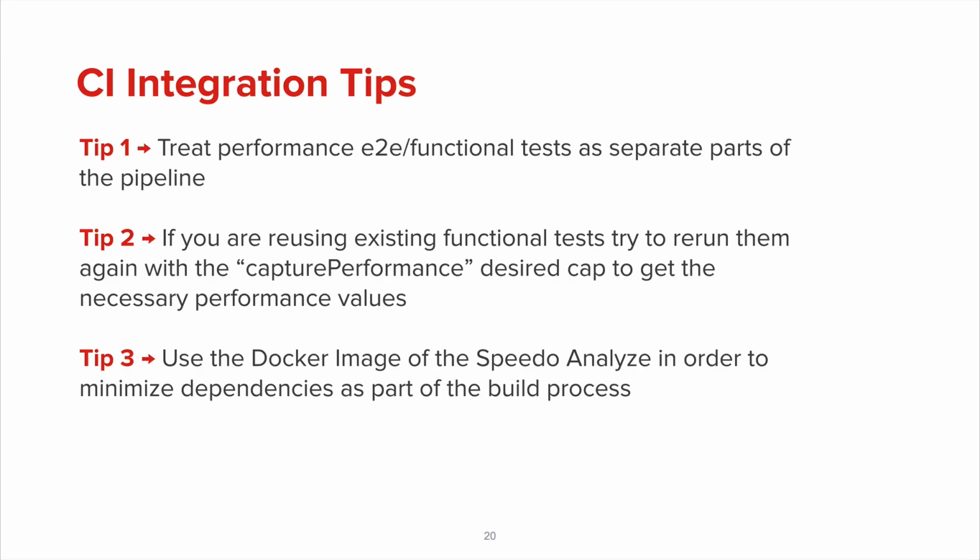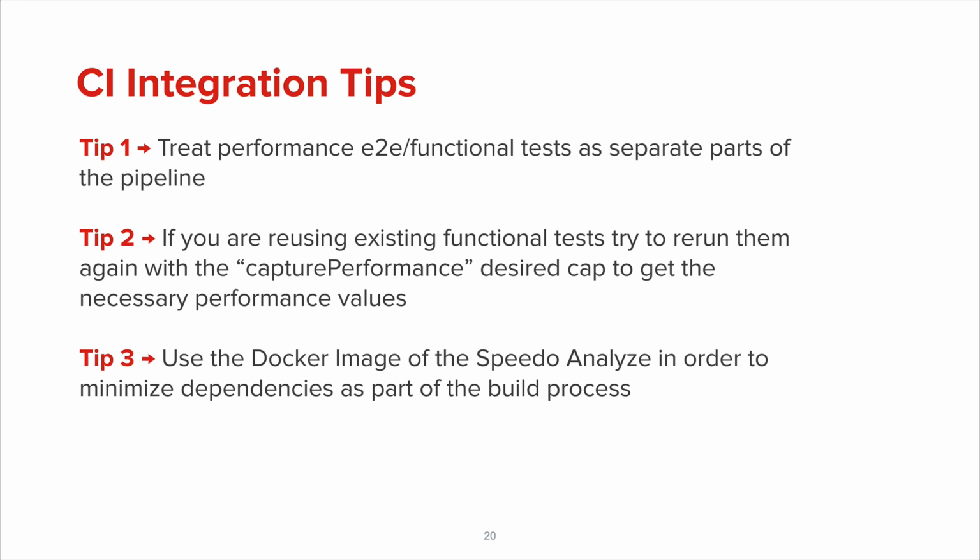Now, to summarize, a few more tips. Number one, treat performance end-to-end tests and functional tests as separate parts of your pipeline. Don't try to mix performance and functional tests into the same suite. Treat them separately. That's better for visibility, better for debugging, and performance tests can be slower than your typical functional tests. So you also don't want to overwhelm your release pipeline with things that nobody's looking into.